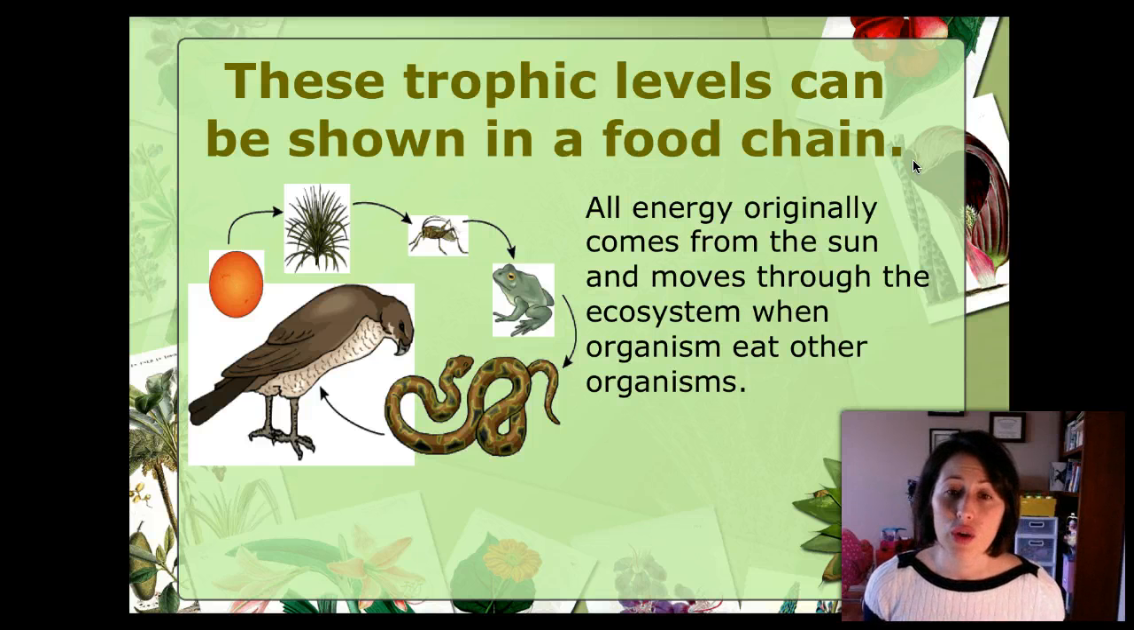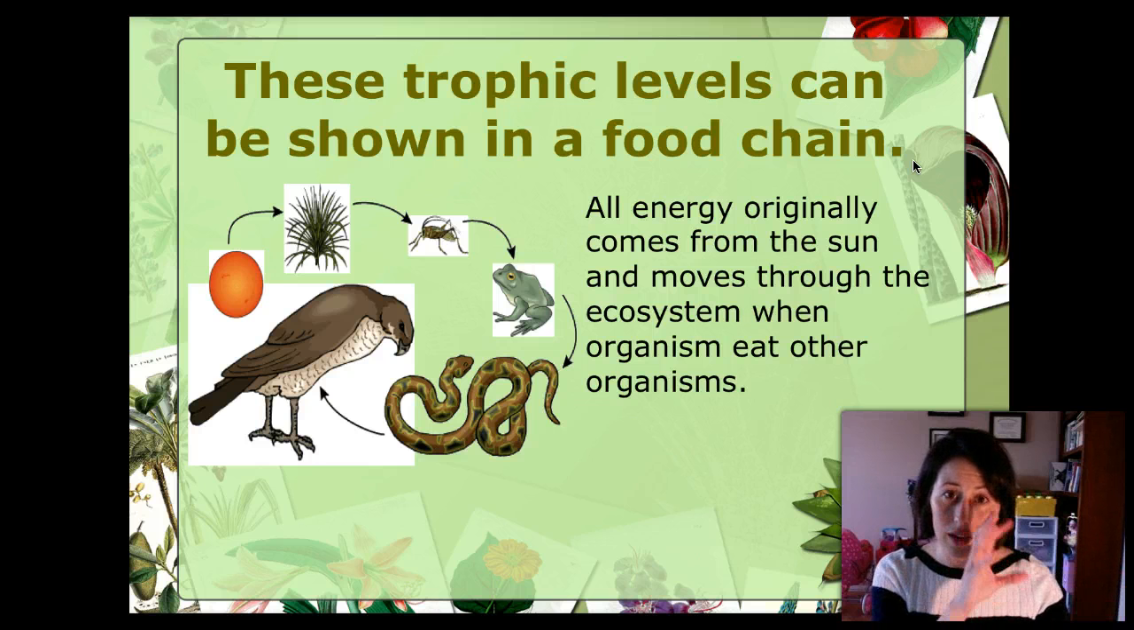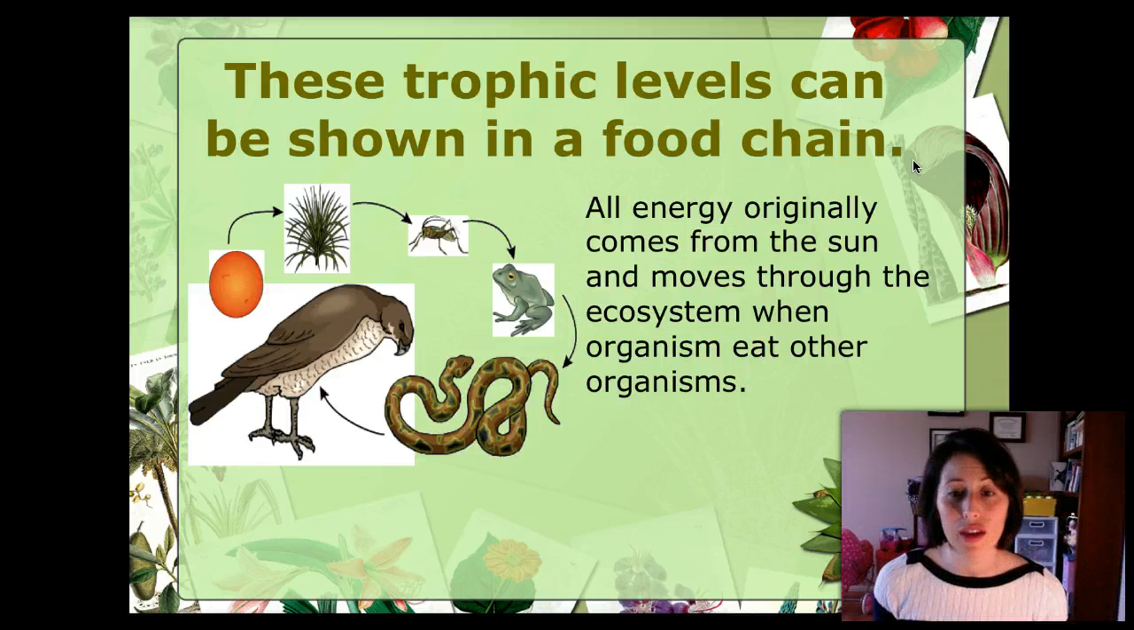Trophic levels can be shown in a food chain, okay? So all energy originally comes from the sun. Do we agree with that? When we talked about photosynthesis, we said that all energy originates from sunlight, right? Okay, so then we have our plants that convert that light energy into a chemical energy. And then we have organisms that eat those plants, so they're gaining that chemical energy, and then it goes on through the food chain, okay?